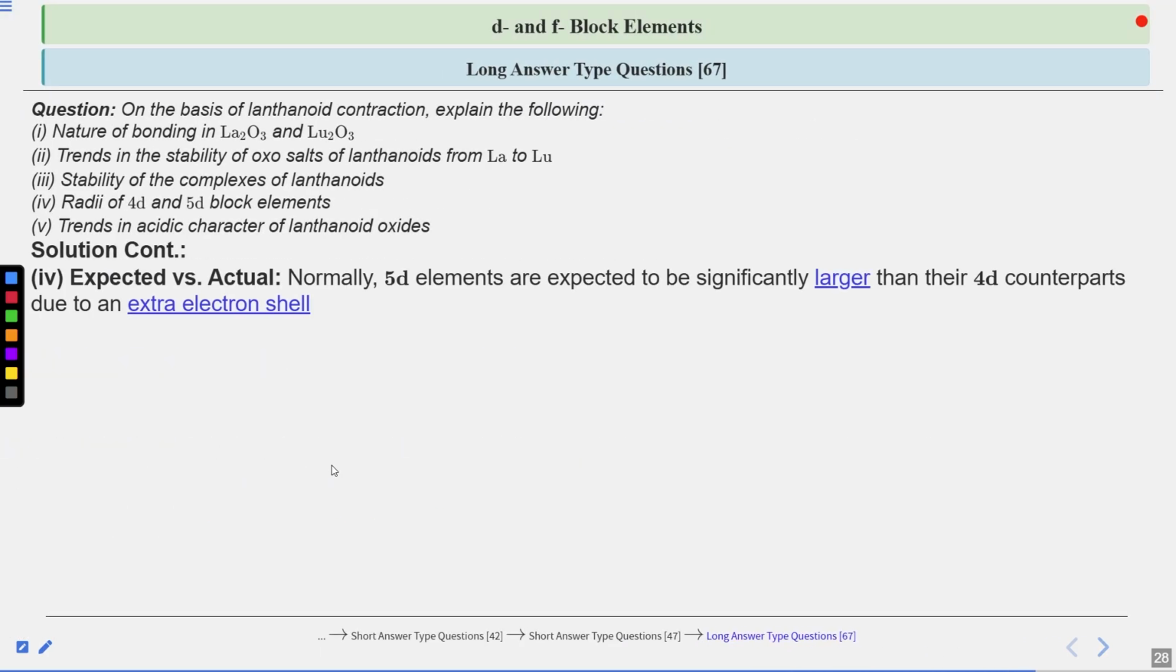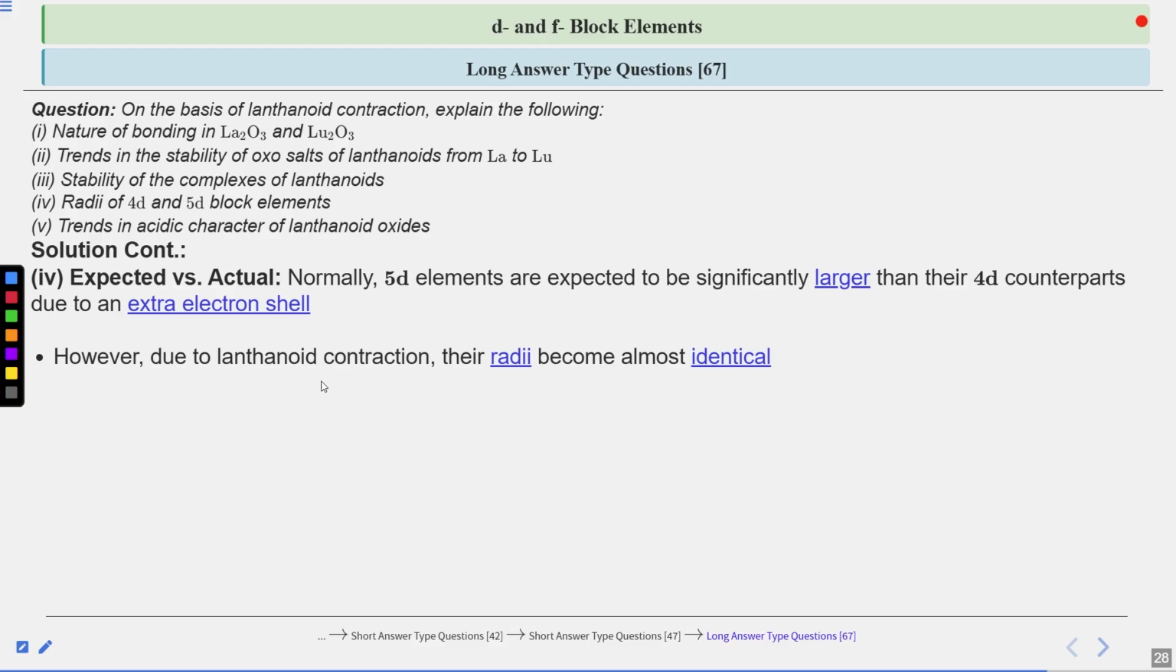Now let's see the fourth point, that is radii of 4D and 5D block elements using the lanthanide contraction. So what is the expected versus actual trend? Normally the 5D elements are expected to be significantly larger than their 4D counterparts due to an extra electron shell. Because from 4D to 5D an extra electron shell is added, the 5D elements are expectedly significantly larger than the 4D counterparts.